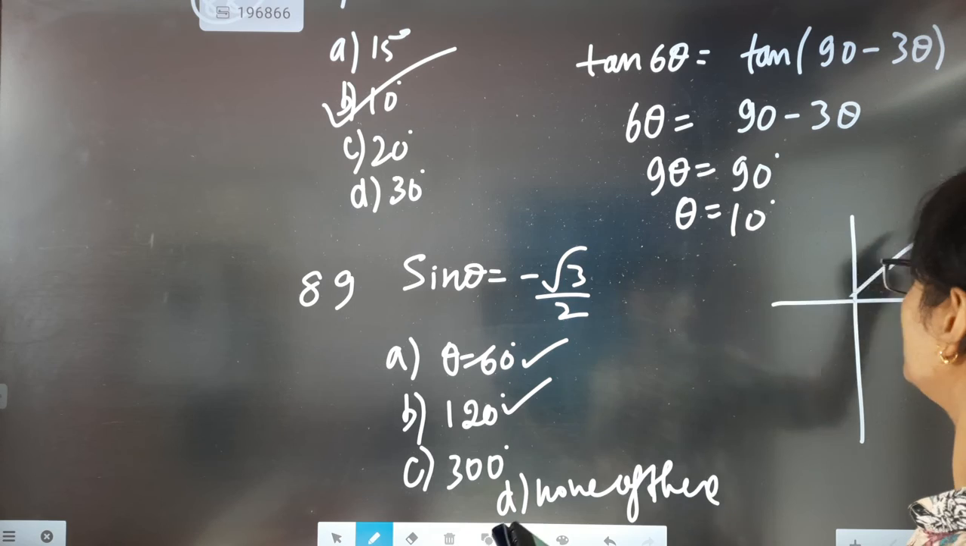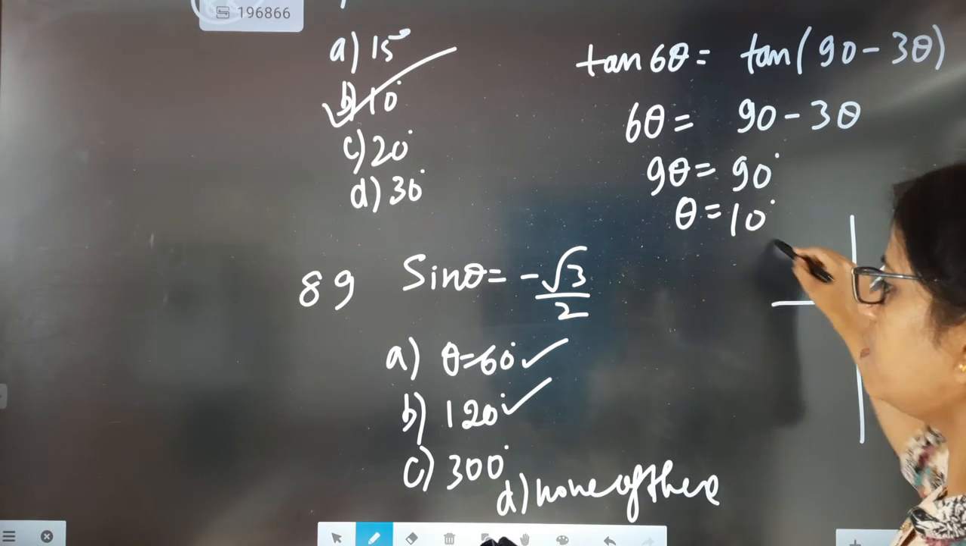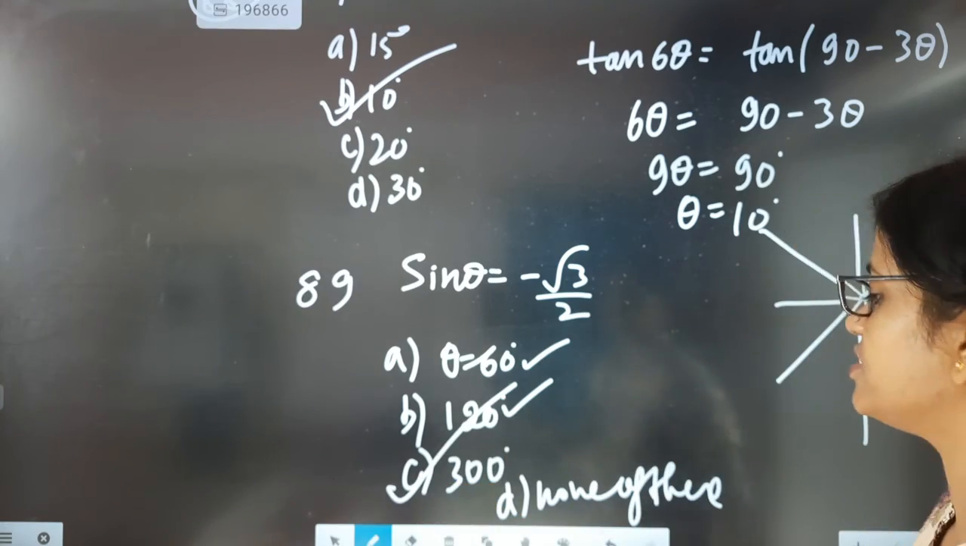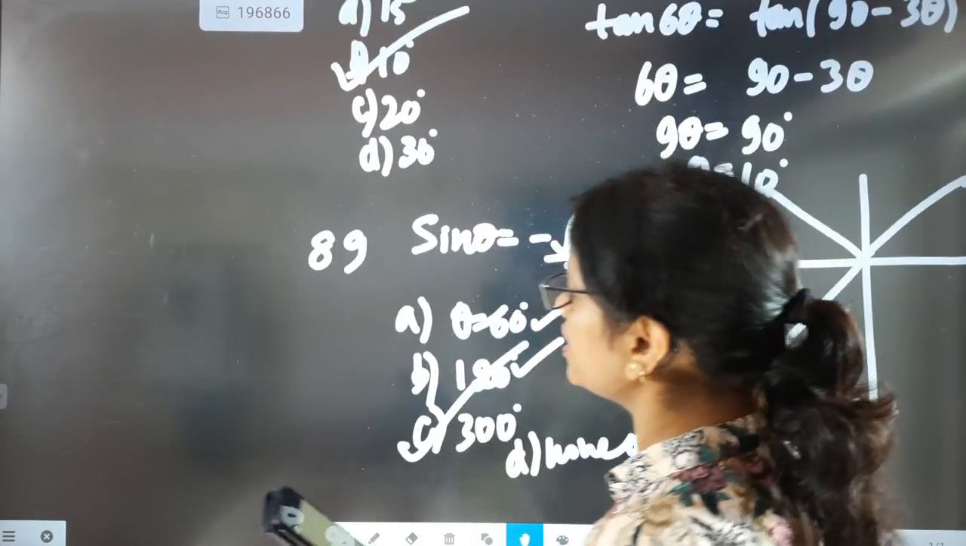Because 60 degree root 3 plus root 3 by 2, 120 degree plus root 3 by 2, 300 degree means here it will be minus. So the answer will be exactly going to be C.